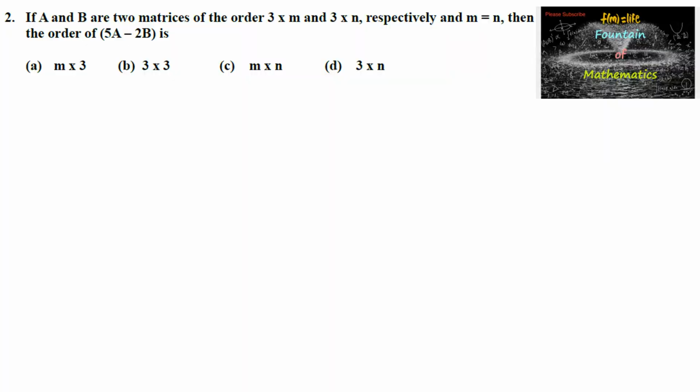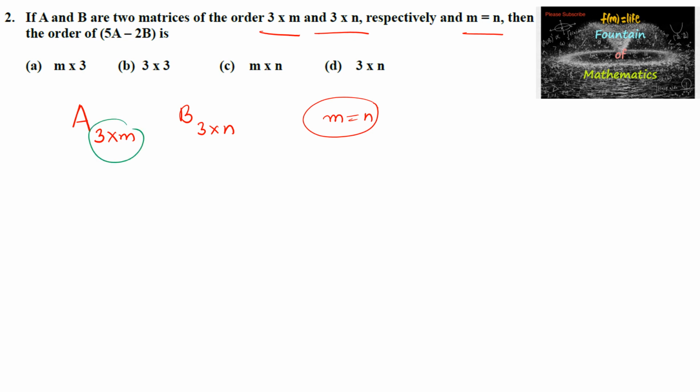If A and B are two matrices of the order 3 by m and 3 by n respectively, and m is equal to n, then find the order of 5 times matrix A minus 2 times matrix B. So A is a matrix with order 3 by m, and B is also a matrix with order 3 by n, and it is also given that m is equal to n, means these both orders, 3 by m and 3 by n, both are same.